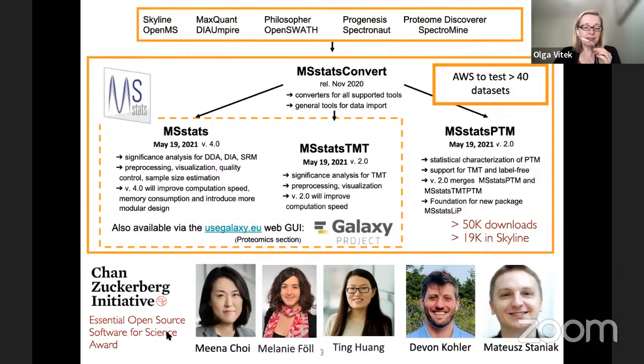This work was supported in large part by the Chan Zuckerberg Initiative, which allowed us to restructure the code to make it scalable and more robust. If you have been using MSstats in the last few years and haven't used it since the last year or so, the entire code base of MSstats has been completely rewritten to make it much more effective. We will hear a little bit today, and especially tomorrow from Devon, about how this structure is organized. So there are converters, base MSstats, MSstats TMT, and so on. And then there are additional interfaces for interactive use.